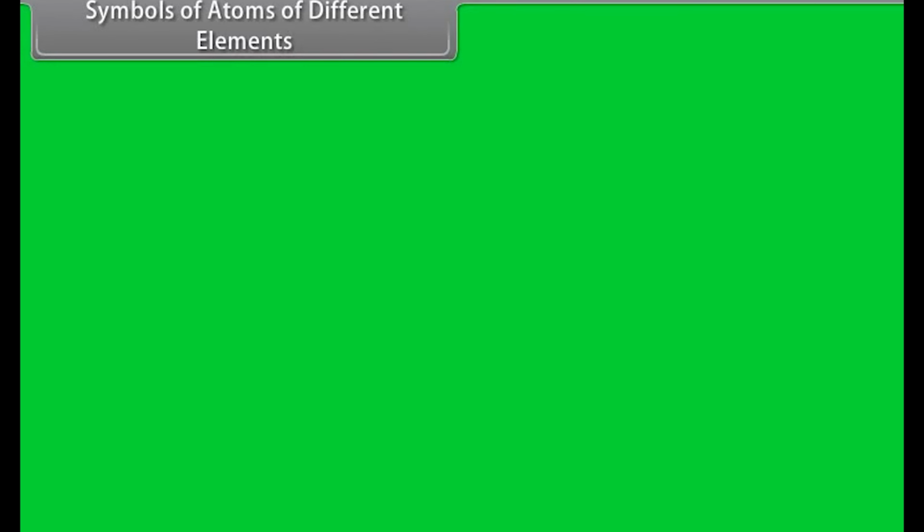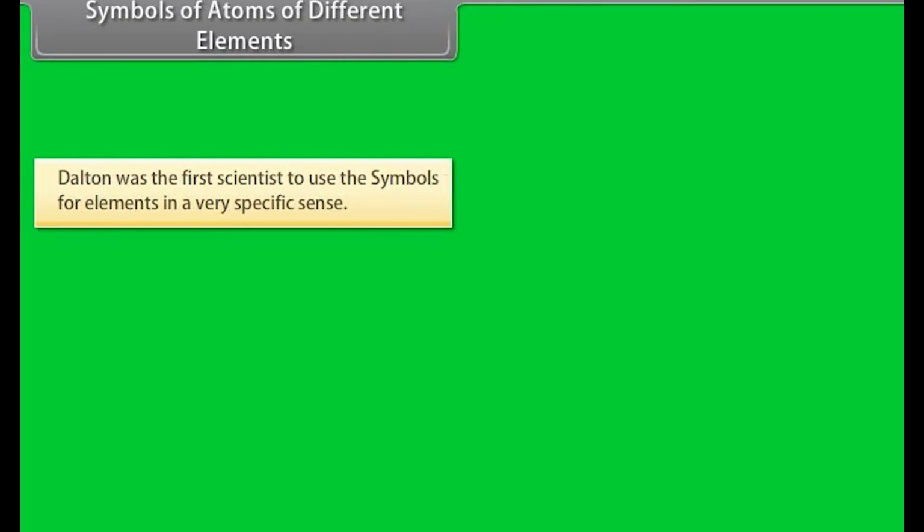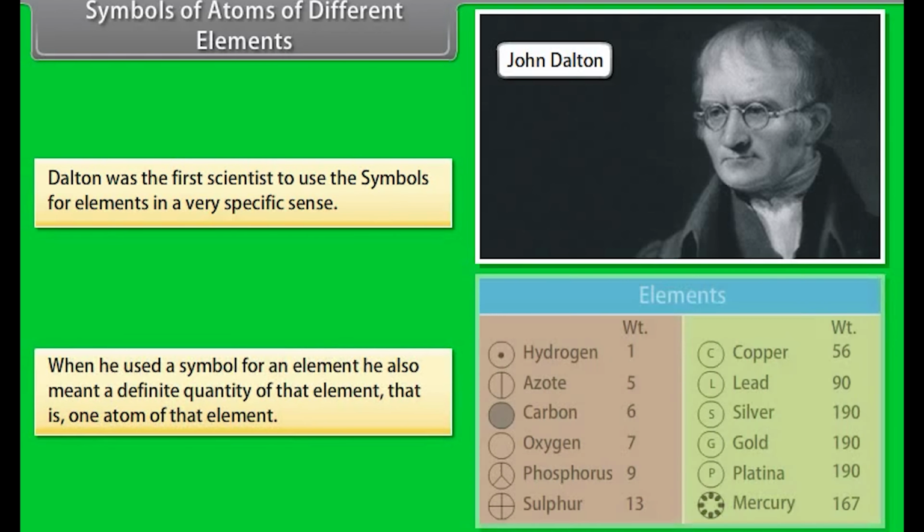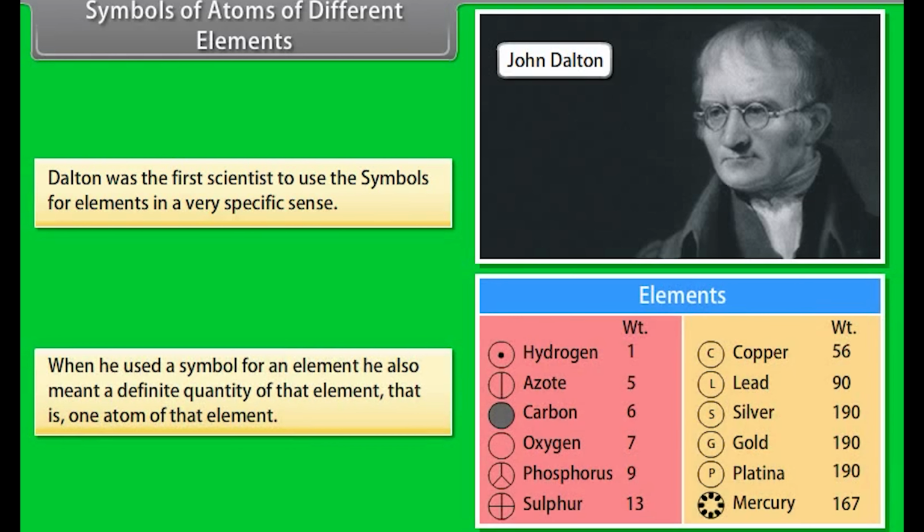Symbols of atoms of different elements. Dalton was the first scientist to use the symbols for elements in a very specific sense. When he used a symbol for an element, he also meant a definite quantity of that element, that is, one atom of that element.